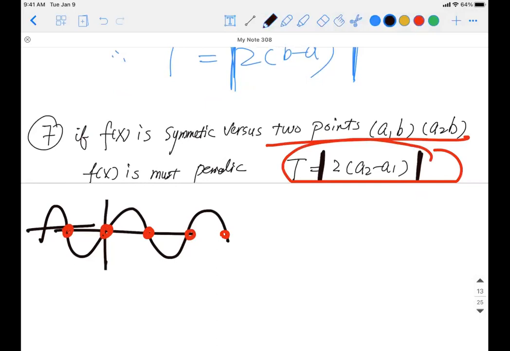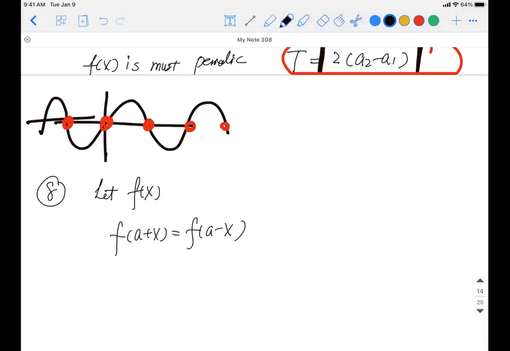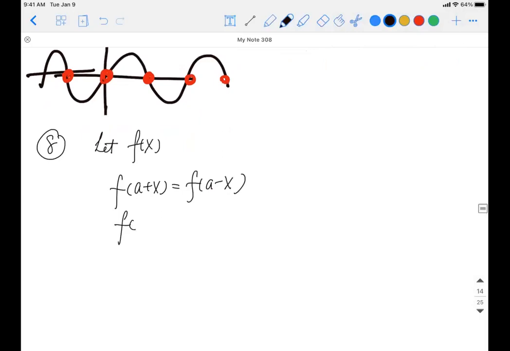Feel good? Let's go to number 8. If you have f(a+x) equals f(a−x), this is the same thing, f(x) using x equals a as the symmetric axis, and this time it's going to equal minus f(b−x).